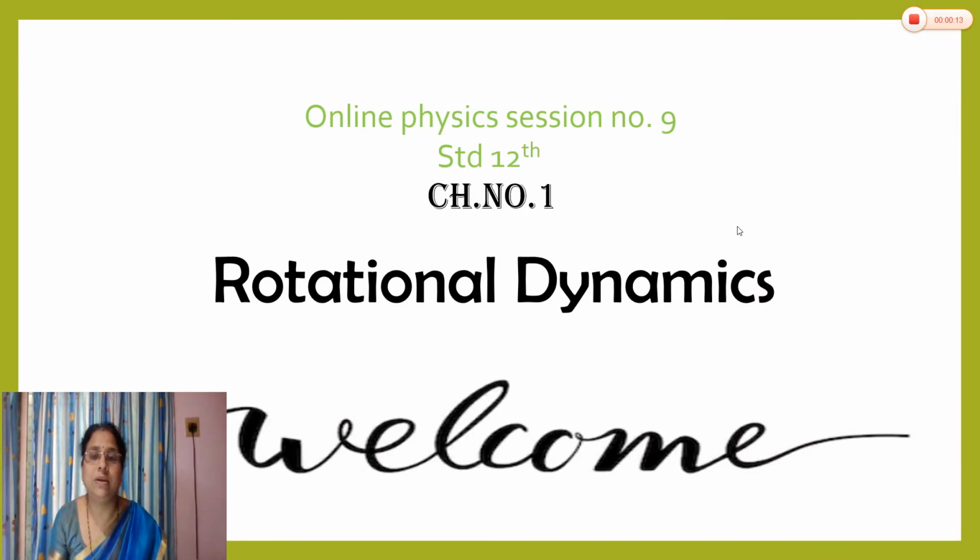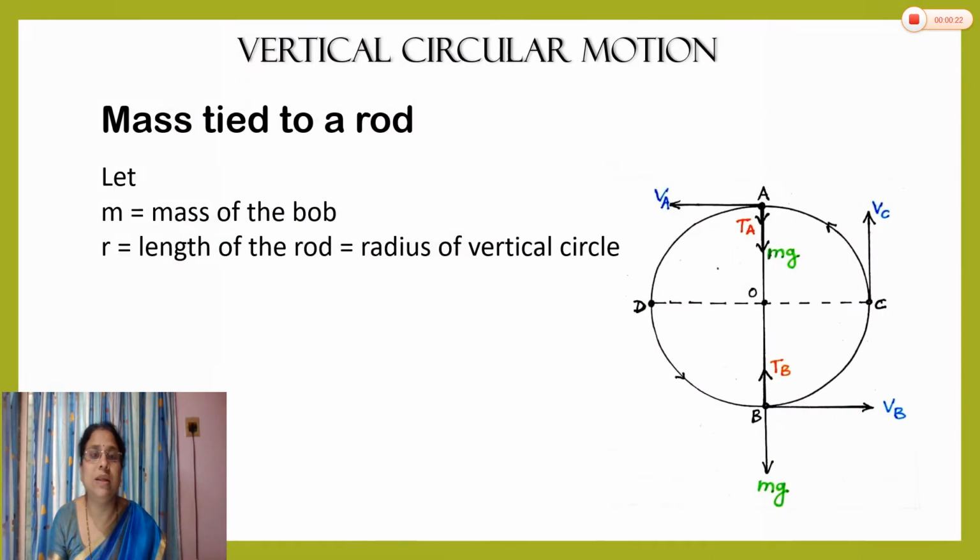In this chapter, in the last video, I had explained the vertical circular motion of a mass tied to a string. And here, the next point given in your book is the mass tied to a rod. Here again we consider a small spherical bob, a point mass attached to a rod rather than the string.